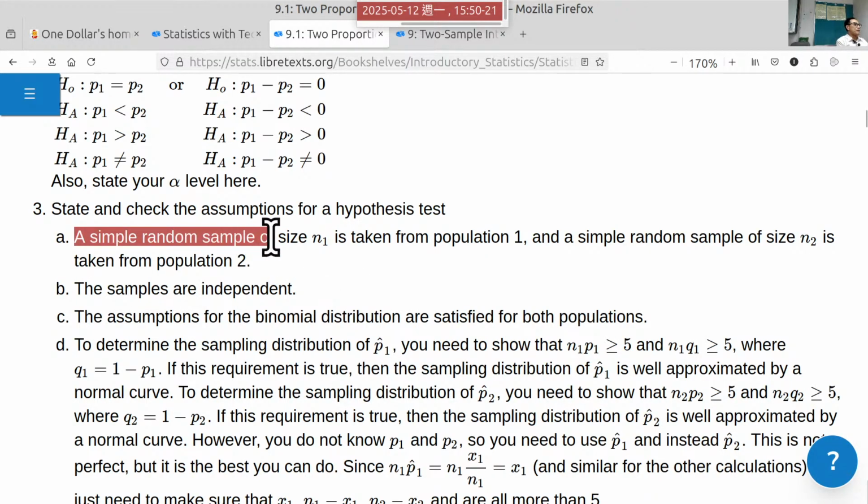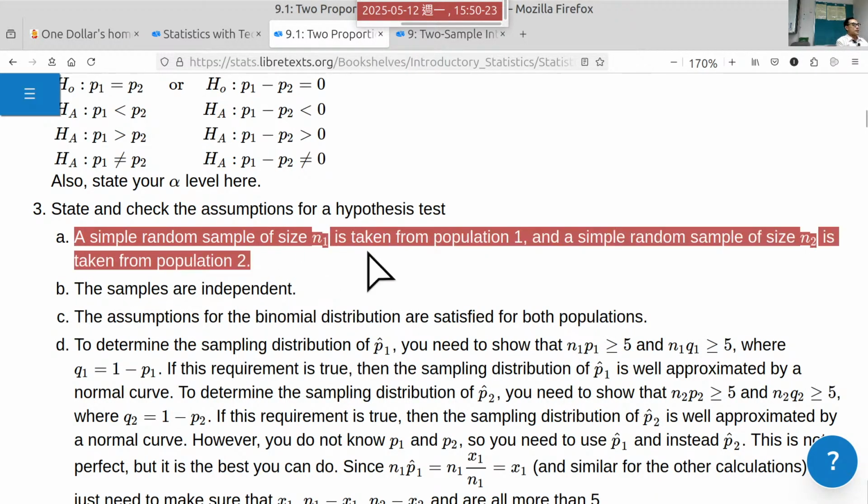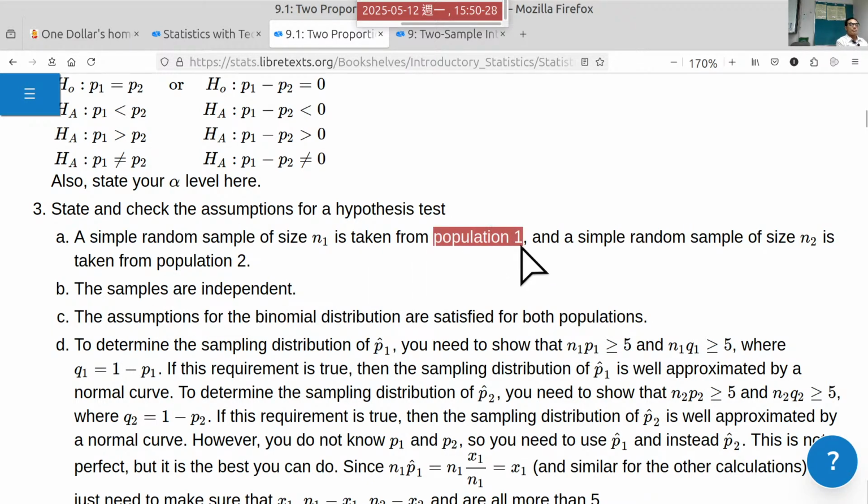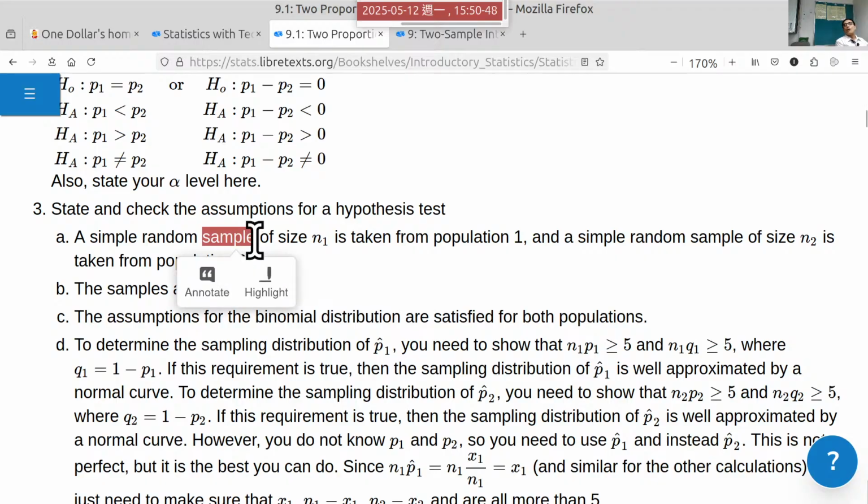A simple random sample of size n1 is taken from population 1. Again, population 1 maybe has millions of people or thousands of people, but it's impossible for us to survey all of them because we have only limited money, limited talent, limited time. So we need to select samples from the population. And now it's a key point how to select random samples. No bias. Yeah, that's the key point.